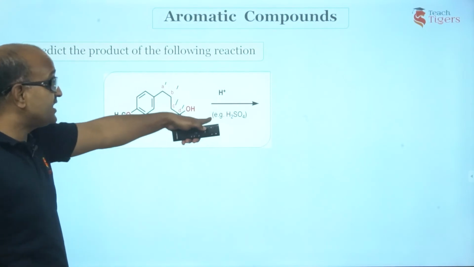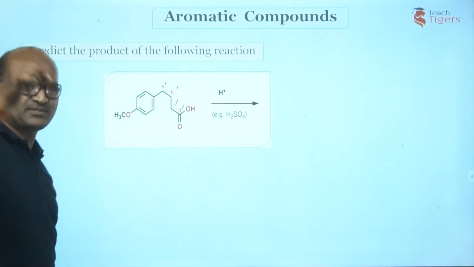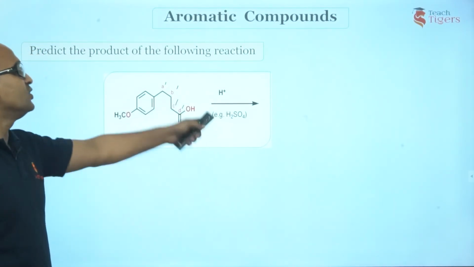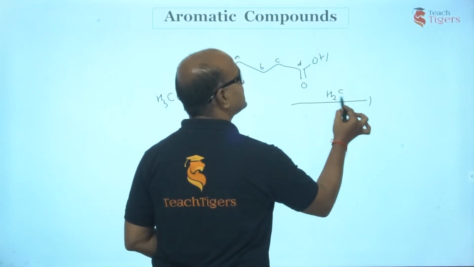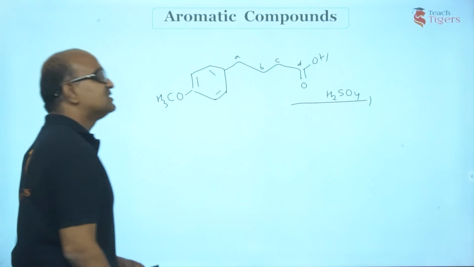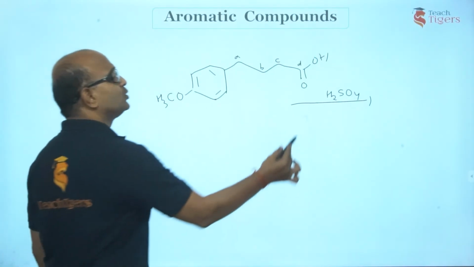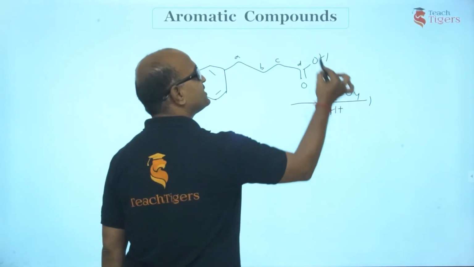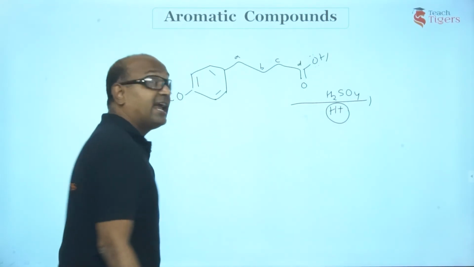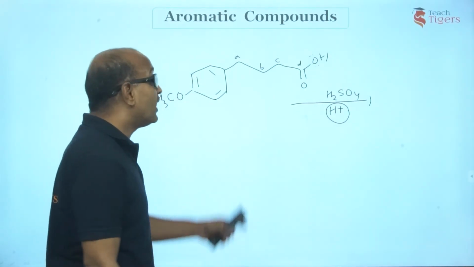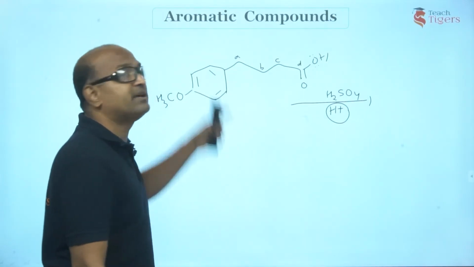What did I add here? I have added an H plus, not HCl, guys. You have to add H2SO4 or H3PO4, you can add that also. You'll learn this in later classes. I'll deal with this later. What does H2SO4 do? It releases H plus ion. H plus ion goes and attacks. This is an electrophile. Sir, why doesn't it go and attack the benzene ring?